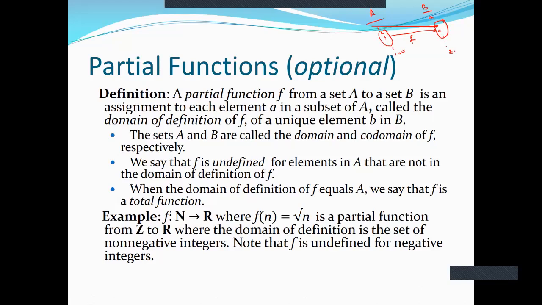So now let's come to the definition. A partial function f from a set A to a set B is an assignment to each element a in a subset of A, called the domain of definition of f, of a unique element b in B. With these conditions, the sets A and B are called the domain and codomain of f respectively. Obviously this is the domain and this is the codomain. We say that f is undefined for elements in A that are not in the domain of definition of f. So you map a subset with the function f, and the rest of the elements are undefined.